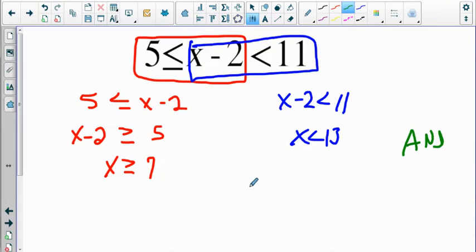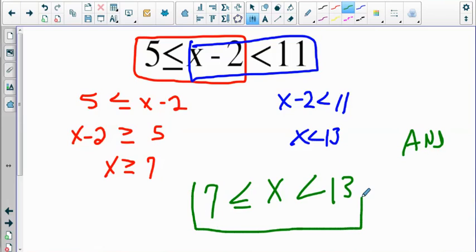All right. Both my inequalities point left. X goes in the middle. Smaller number is 7. Bigger number is 13. There is an equal sign on the 7. There is not one on the 13. So there you go. So there's 3 of them very fast.